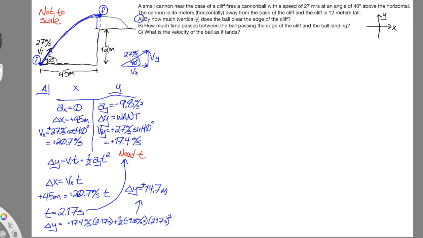Always stop and ask yourself when you calculate a number from an equation after a lot of math, is this number what the problem asked for? And we want to know by how far vertically does the ball clear the edge of the cliff. But what we just found was our whole delta y, from our initial point all the way up to our final point. So clearly we can see that the number we need is really going to be our answer, 14.7 meters, minus the height of the cliff, which gives us the ball clearing the top of the cliff by 2.7 meters for part A.